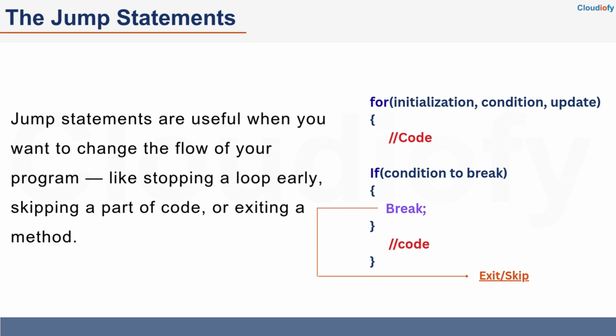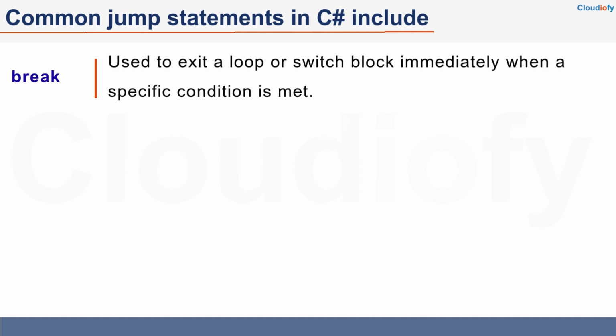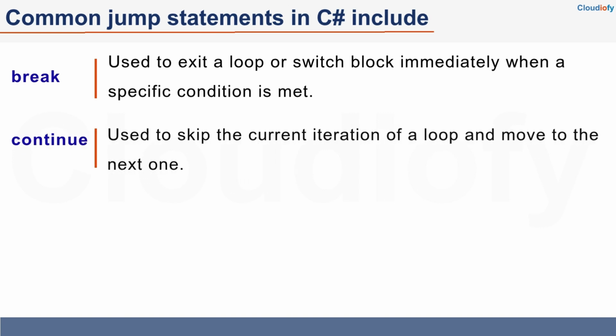Common jump statements in C#. Break statement, used to exit a loop or switch block immediately when a specific condition is met. It stops everything and jumps out of the loop or switch. Continue statement, used to skip the current iteration of a loop and move to the next one. It doesn't exit the loop, it just skips one round and moves on.